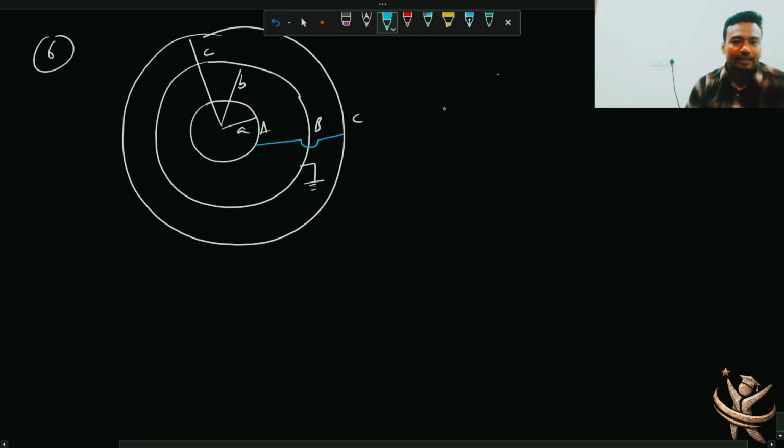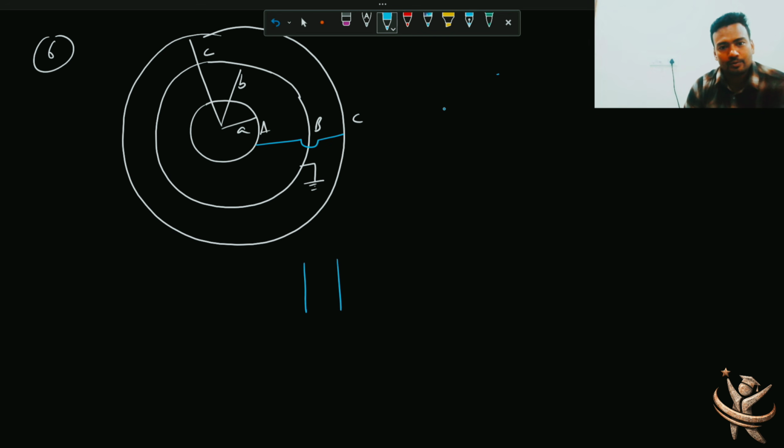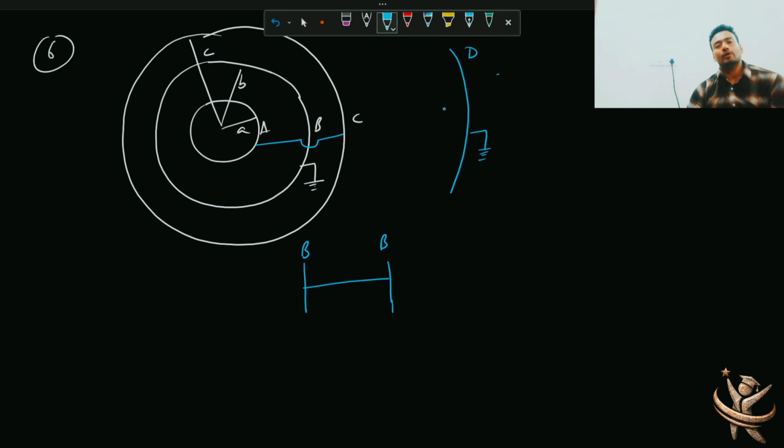So you can see B is making two capacitors, one with A, one with C. तो आप यहीं से start करो. So this is B, this is C. Again, it's not a standard figure, तो आपको एक D भी imagine करना पड़ेगा at infinity, so that its potential is zero. Outermost बेटा आपका zero potential वाला होना चाहिए as per the standard figure.